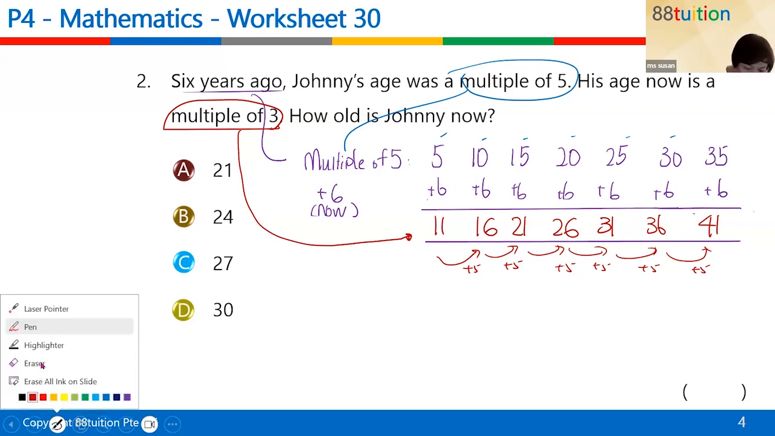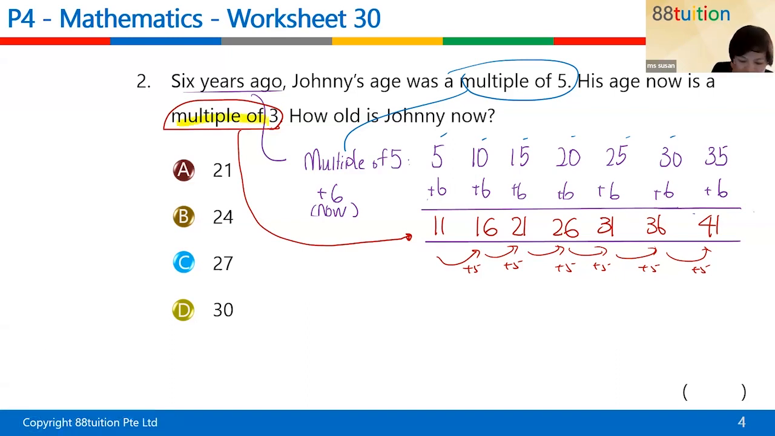Which will be the multiple of 3? If you take a look, the multiple of 3 means you can be divisible by 3. This one, divisible by 3. The rest cannot be divisible by 3. Correct? So how old is Johnny now? It will be 21 or 36. Right? So it's 21, but there isn't 36. So my answer will be A.